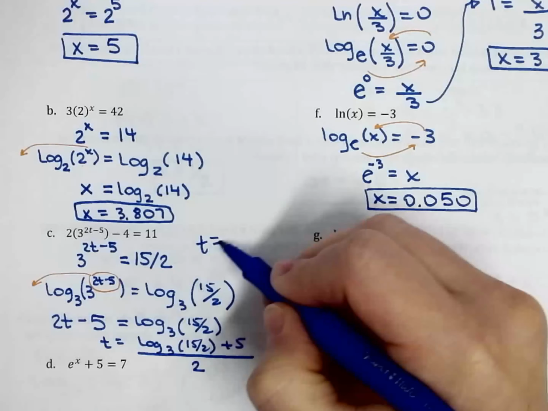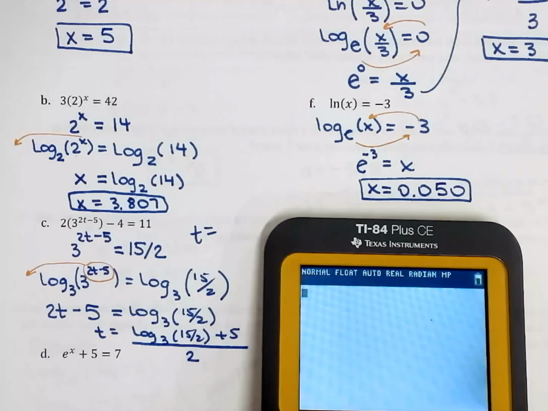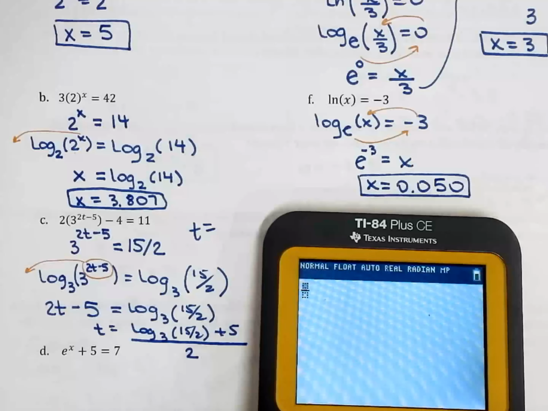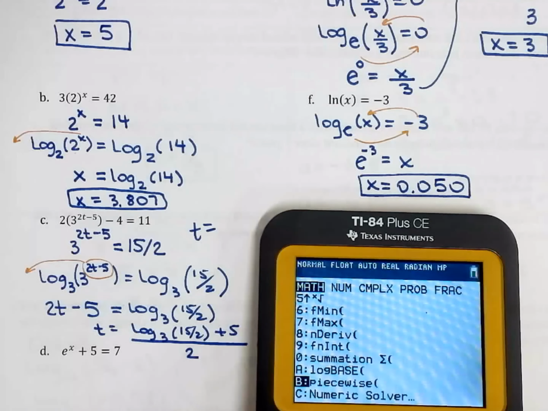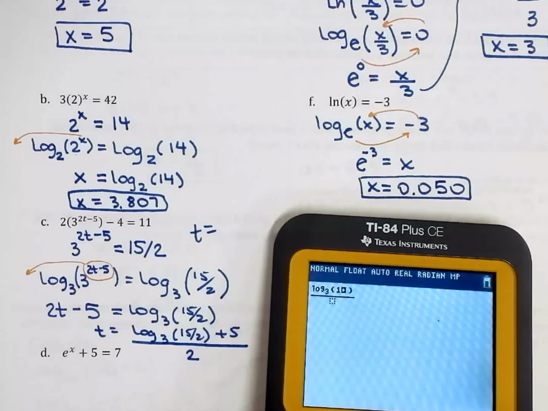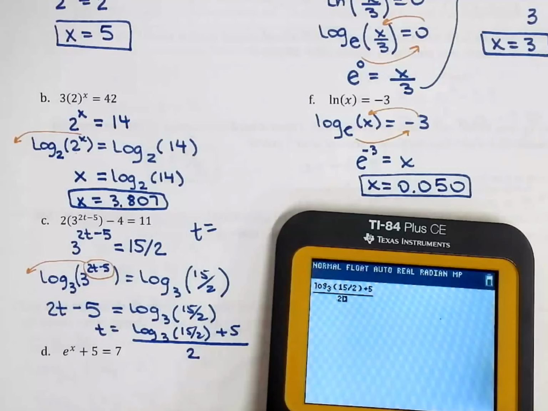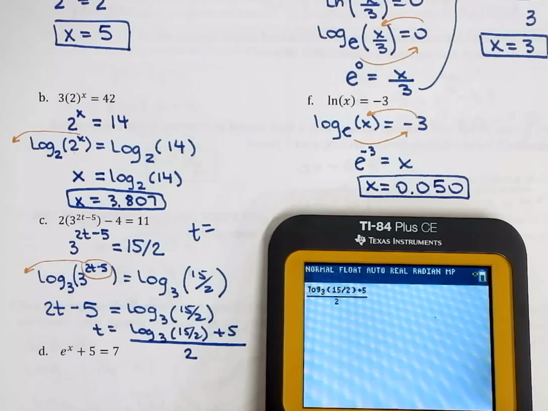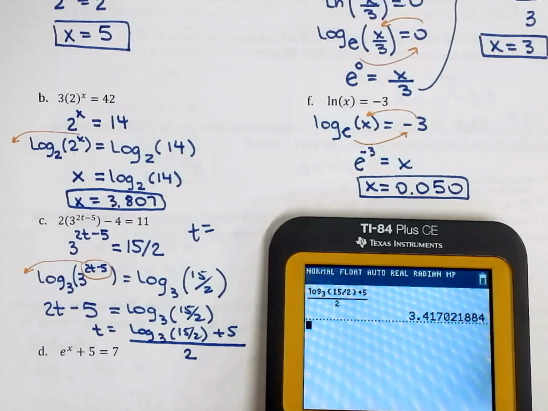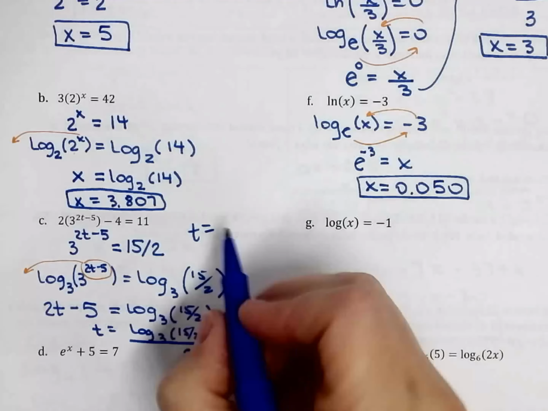Now to write this in 3 decimal places, I have log base 3 of 15 over 2 plus 5 divided by 2. That's what you put in the calculator. So 3.417.